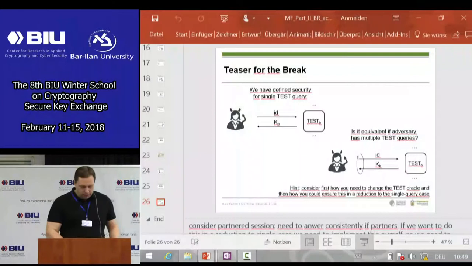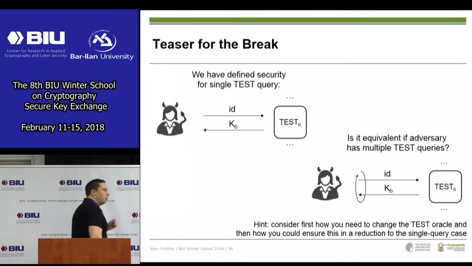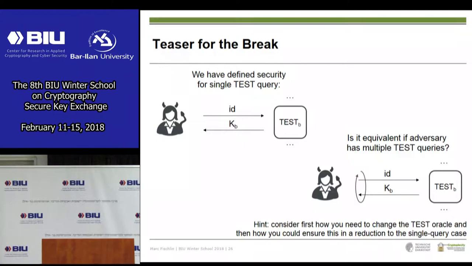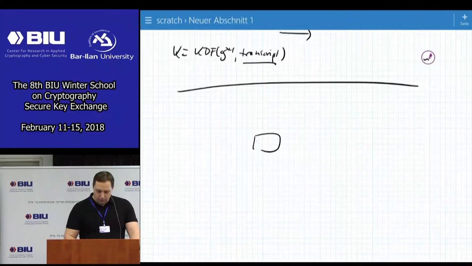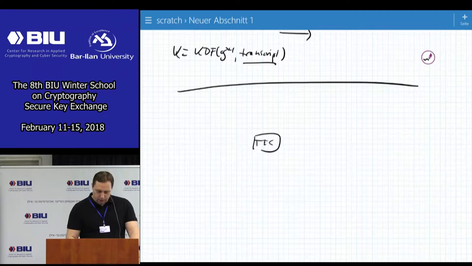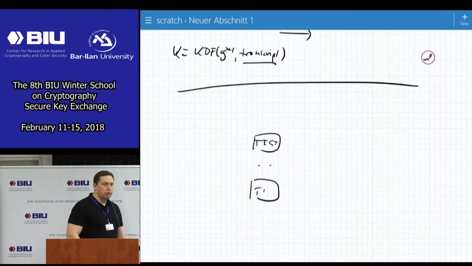Okay, so anything about the question I posed to you before the break? Now we're having multiple test queries. It's easy to do. Is there anything you have to be aware of if you do that? In terms of times, you have multiple test sessions, test queries and others in between, they all have the same bit, by the way. So the question is, can you do a hybrid argument?